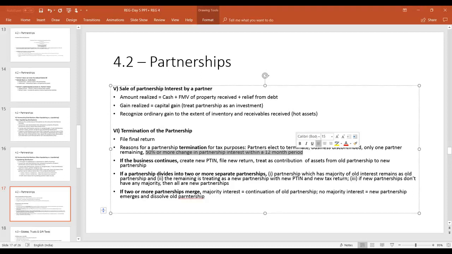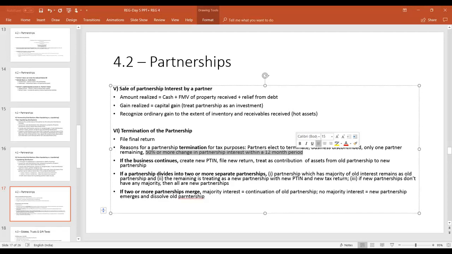If two or more partnerships merge, then similarly, if there is a majority interest of the old partnership, it will continue as the old partnership. But if there is no majority interest, then a new partnership emerges, and the old partnership is considered to be dissolved.